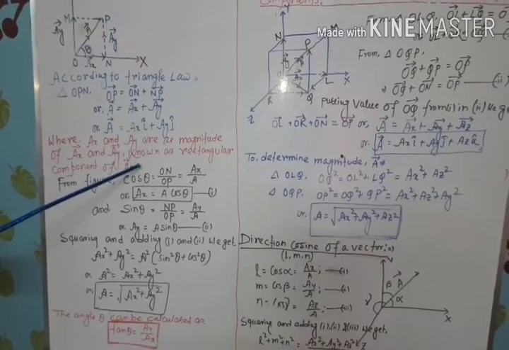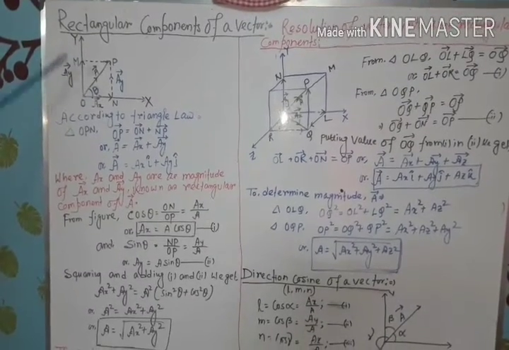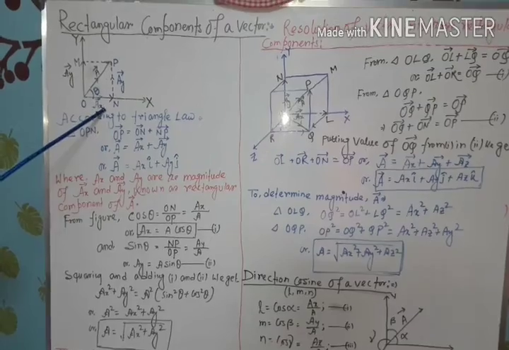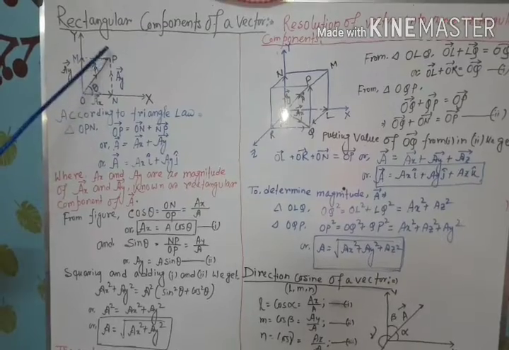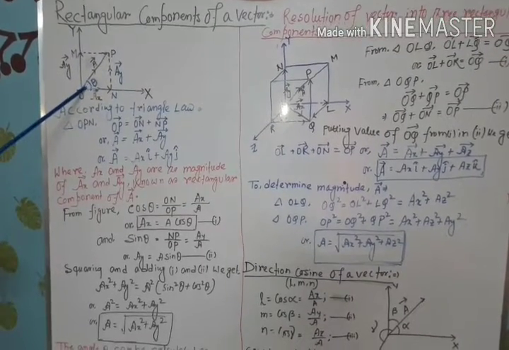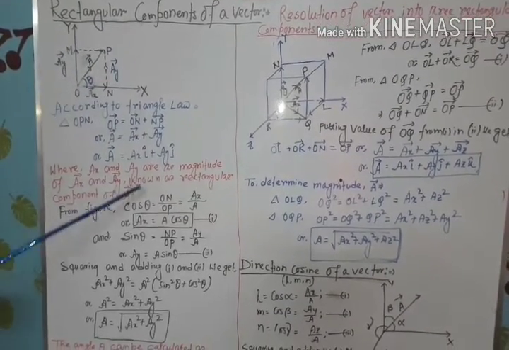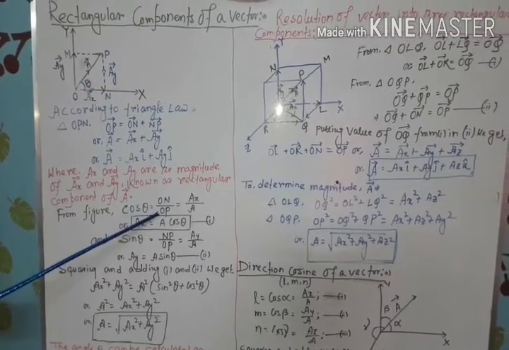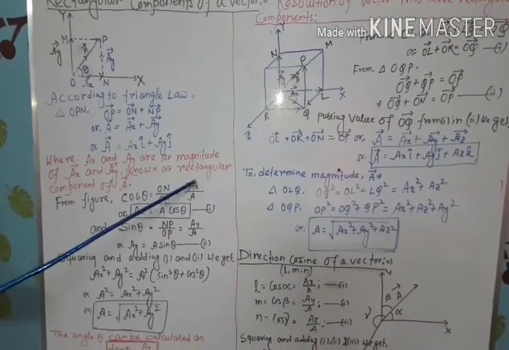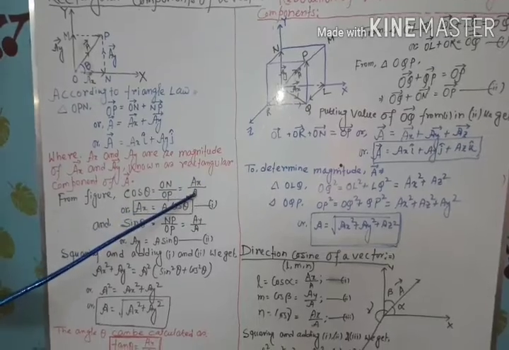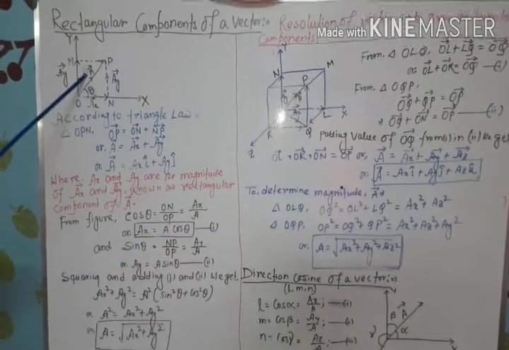Now we want to determine the magnitude of this AX vector and the magnitude of this AY vector. Clear? To determine the magnitude of AX, we take the triangle OPN. In this triangle, cos theta equals base by hypotenuse, that is ON by OP. That's why I write here cos theta equals ON by OP, and ON is equal to AX and OP is equal to A, that's why AX by A. And from here AX is equal to A cos theta. So this is the magnitude of the x component of the vector A.